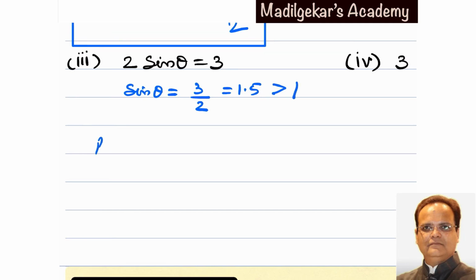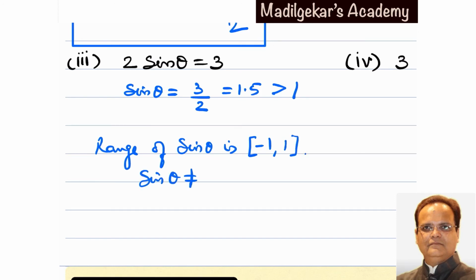As we know, range of sine theta is minus 1 to 1. So sine theta cannot be 3 by 2. Therefore, given equation has no solution.